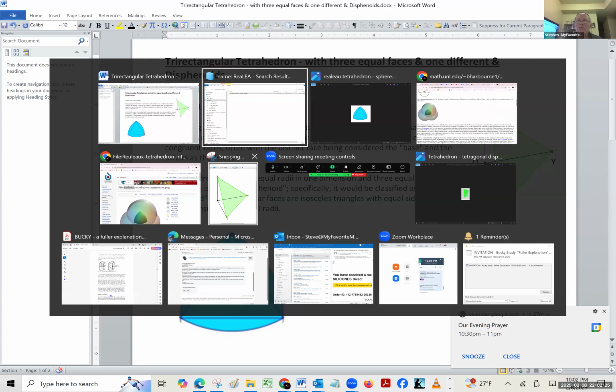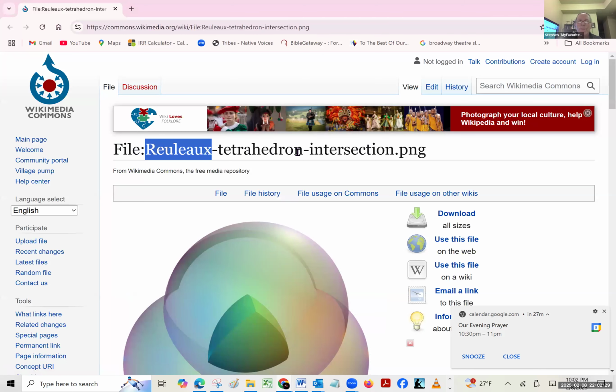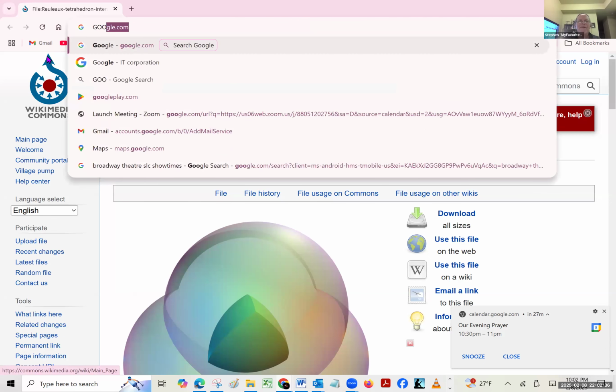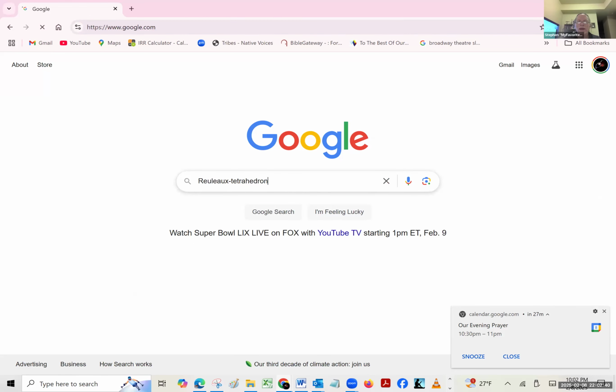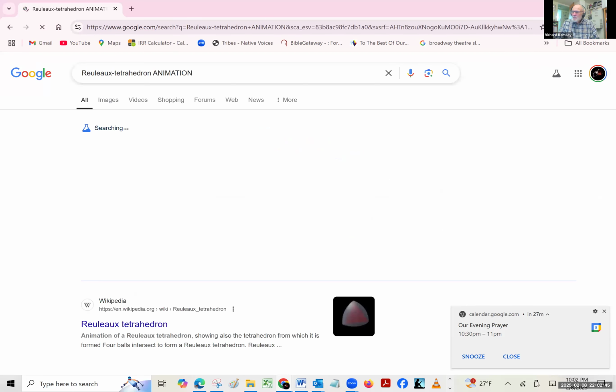And so what I'm going to do, because I've done this before, is go and put this here, and I'm going to Google and say animation, because I've seen an animation of the Reuleaux tetrahedron before.